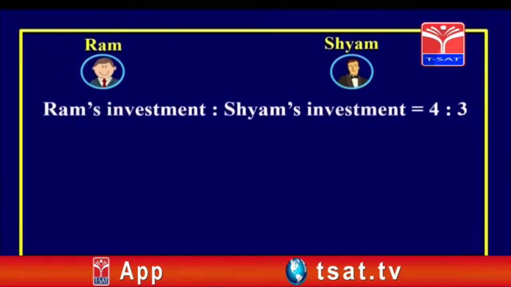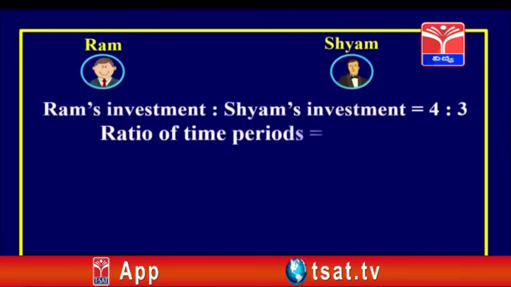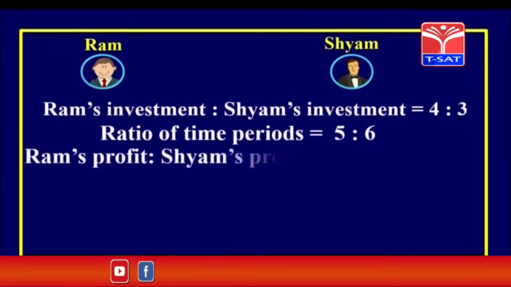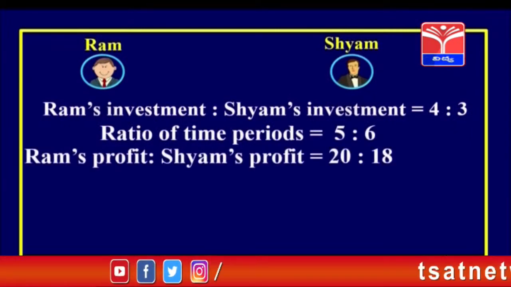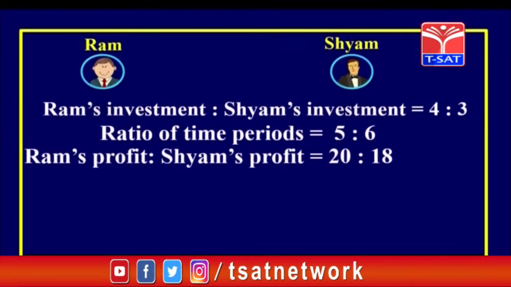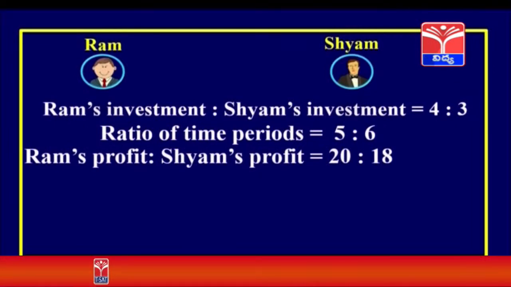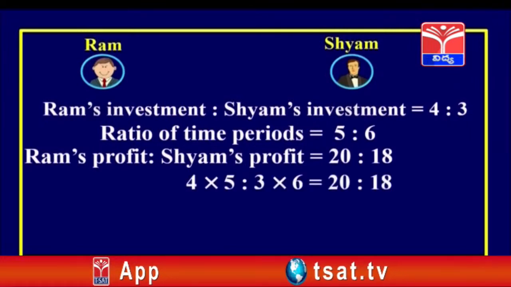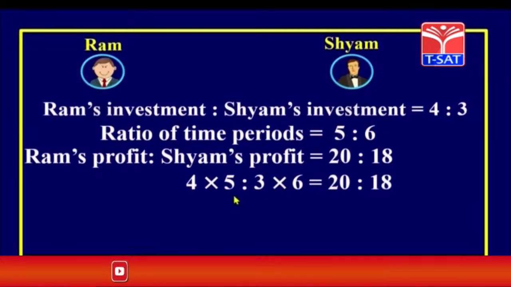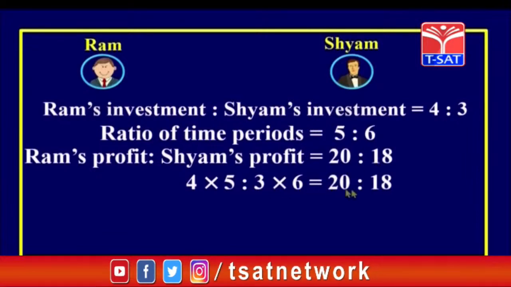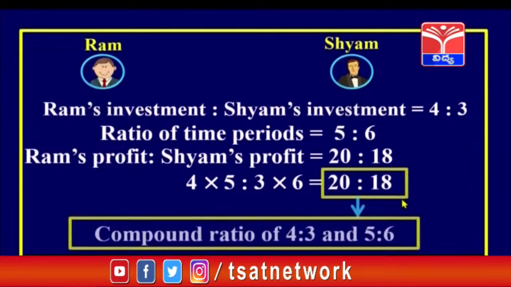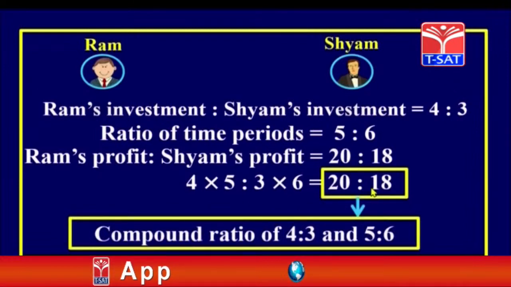So children, Ram's investment to Shyam's investment is 4 is to 3, whereas the ratio of their time periods is 5 is to 6, and Ram's profit and Shyam's profit should be shared as per their investments, children. So Ram's profit is to Shyam's profit is equal to 20 is to 18. So this 20 is to 18, I can write it as 4 into 5 is to 3 into 6, which we are going to get back again as 20 is to 18. If you notice this 20 is to 18, this is called the compound ratio of 4 is to 3 and 5 is to 6.